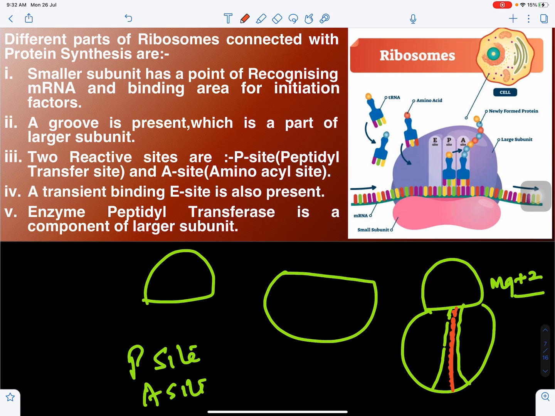So peptidyl transferase is also a component of the larger subunit of the ribosome. So the temporary site, the E site, is where exit takes place. The groove is part of the larger subunit, like we have discussed. So this is the smaller subunit, bigger subunit, groove, P site, A site and E site. This is how ribosomes help in protein synthesis. Now this smaller subunit of the ribosome will also get attached to the messenger RNA during protein synthesis.